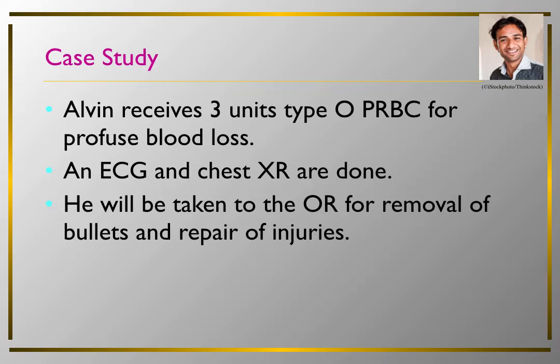So Alvin receives 3 units type O PRBC, or packed red blood cells, for profuse blood loss. Remember, he had a traumatic event. An ECG and a chest x-ray are done as well. And he will be taken to the OR for removal of the bullets and repair of injuries.